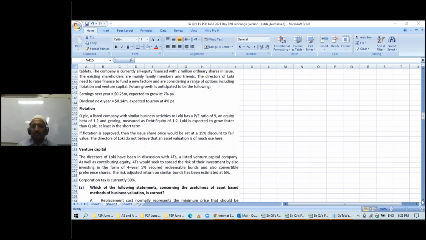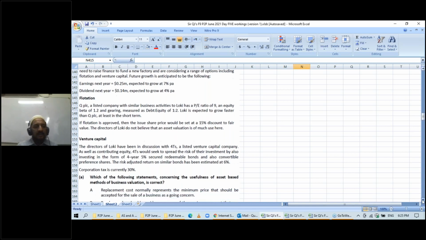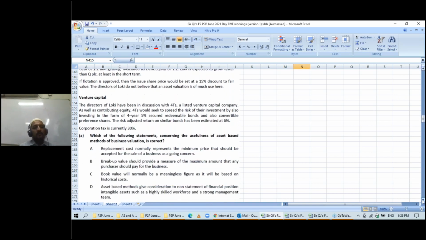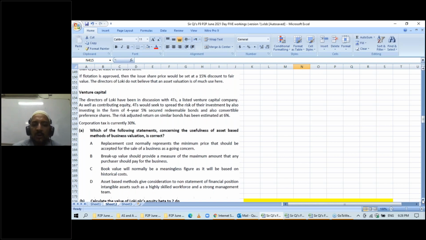Okay. So let's start doing this question. Which of the following statements concerning the usefulness of asset-based methods of business valuation is correct? Remember what they're telling about asset-based methods. Now this means that the company is valuing another company using the asset-based method, replacement cost.